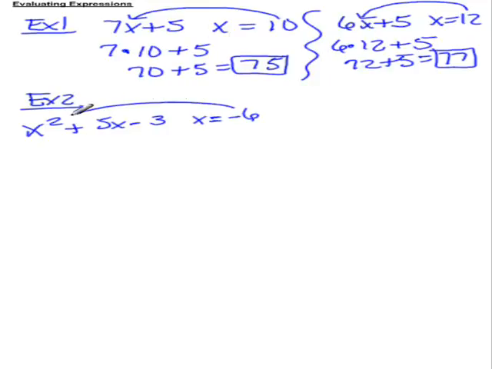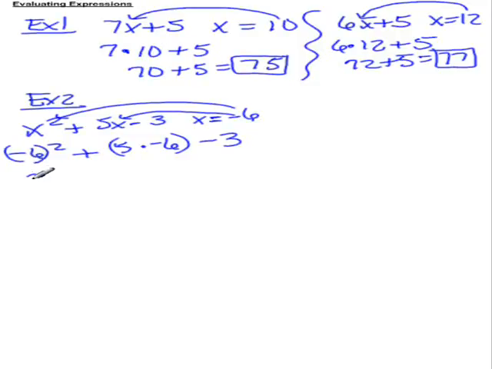So let's not let this trick you. You go and sub the negative 6 in everywhere you see an x. So it's going to be negative 6, and we're squaring it, plus 5 times negative 6. You might want to put that in parentheses so you know to keep it together, and then minus 3. So, order of operations, you always do exponents first. A negative times a negative is a positive, right? And then 6 times 6 is 36. So that's a positive 36.